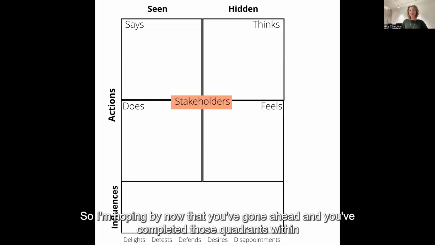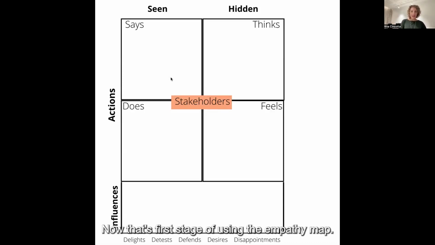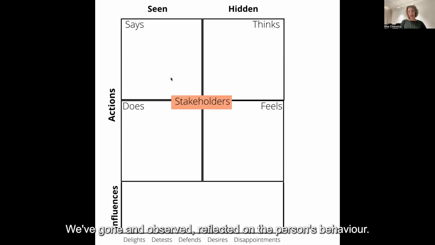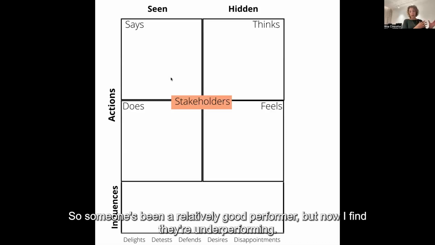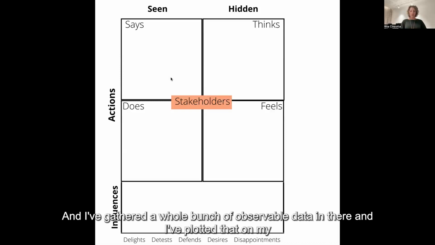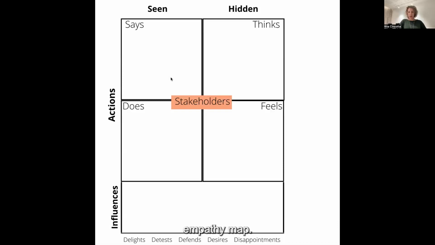All right, so I'm hoping by now that you've completed those quadrants within the empathy map. That's the first stage of using the empathy map. We've observed and reflected on the person's behavior. The scenario, as a reminder, is that my stakeholder is an underperformer in my team. Someone's been a relatively good performer, but now I find they're underperforming. I've gathered a whole bunch of observable data and plotted that on my empathy map. That's stage 1, as I said.